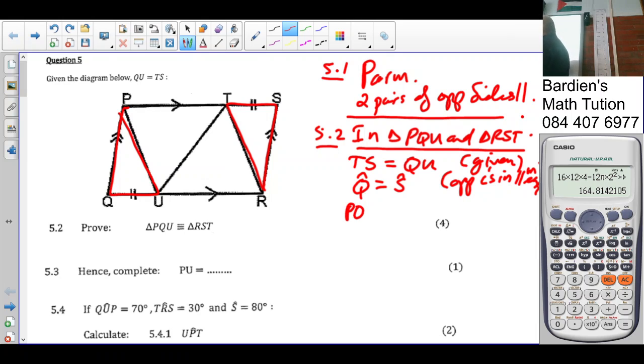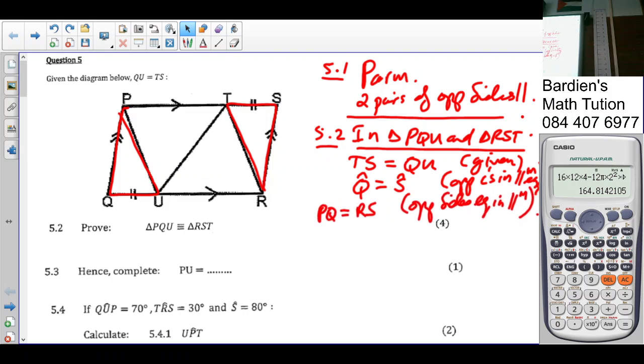PQ is equal to RS. Opposite sides equal in parallelogram. You all okay with that? Very important, people, is that you can't just say "properties of parallelogram." It's not enough to get the mark. You're going to lose the mark. You must name the property you are referring to.